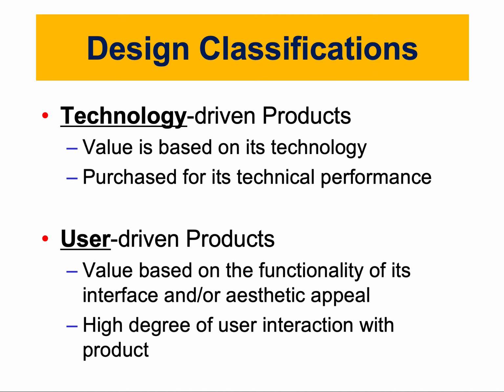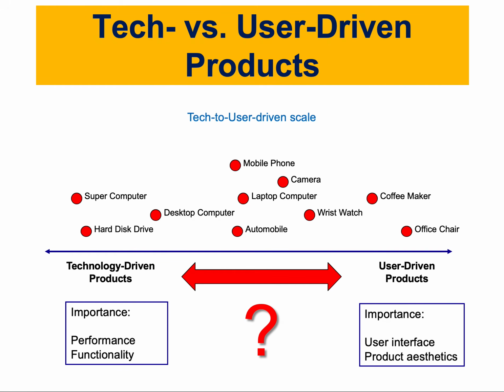The other thing is the high degree of user interaction with the product. It does not depend on the performance per se, but on how easy it is for the user to use it and perform the task. So we need to understand the differences between the two, because this will help us in moving forward. And this is a schematic that shows some examples by which we will be able to identify and distinguish between technology driven versus user driven.